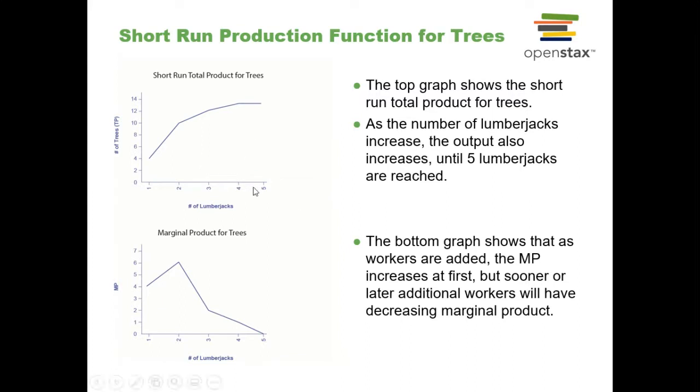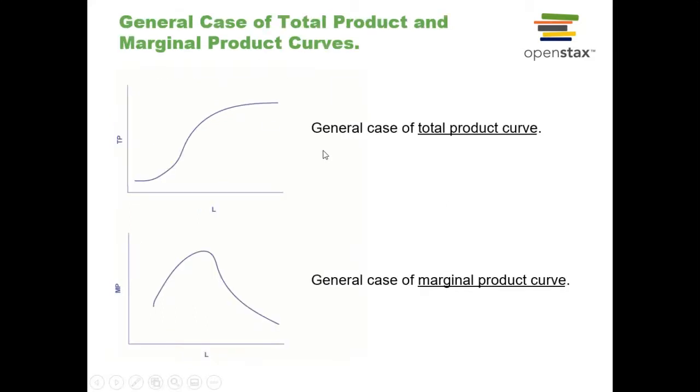The third lumberjack doesn't produce as much. The fourth, still less. The fifth adds nothing. So as we added more workers, our actual total product starts to flatten out. And if we were to continue adding, it could actually go negative. So generally speaking, the total product curve has this little S shape, and the marginal product curve has this kind of upside down Nike swoosh.